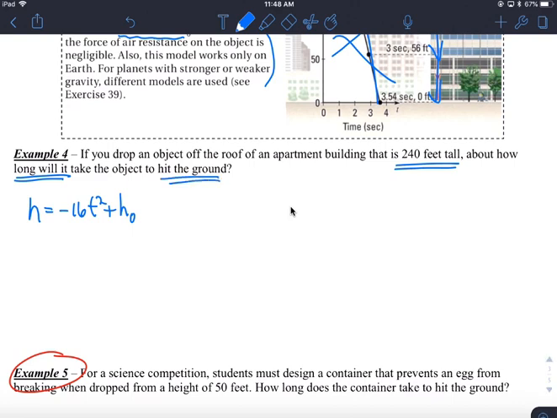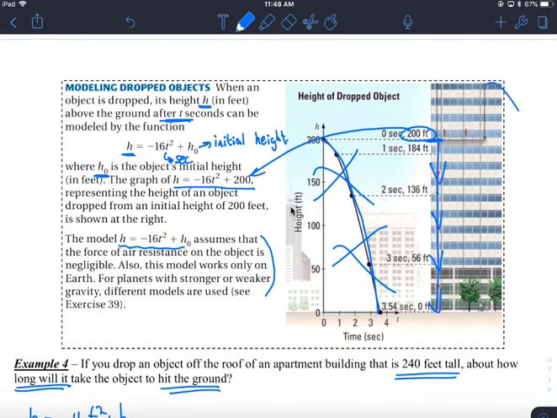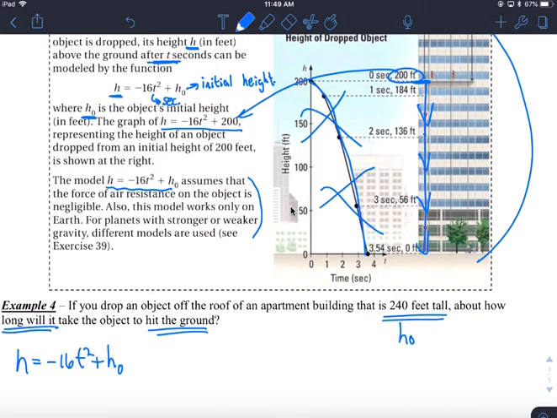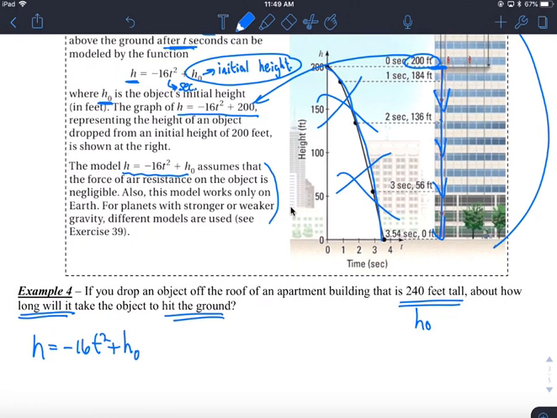Okay, so those are the three key pieces of information. So if you dropped an object off the roof of an apartment building that's 240 feet tall, so 240 feet tall is very similar to this scenario here, except you're on the roof. So this would be 240 feet up here somewhere. So 240 feet tall in this scenario would be our initial height, which is h sub 0. So initial height h sub 0 there. Then about how long will it take? So the question is asking how long will it take. So how long will it take is a time question. What is the time it will take?